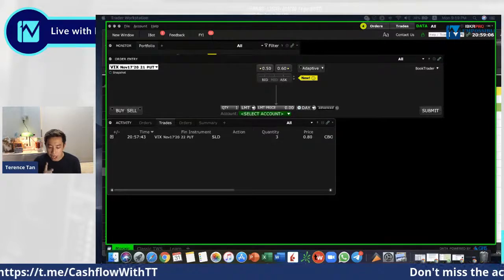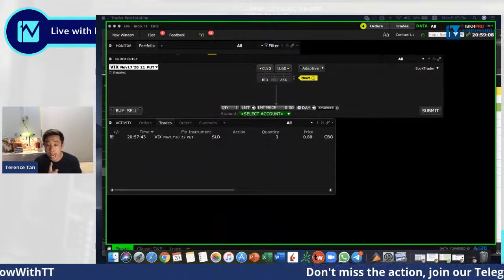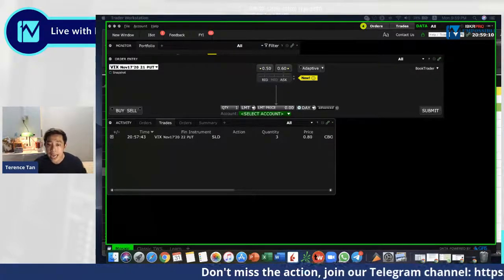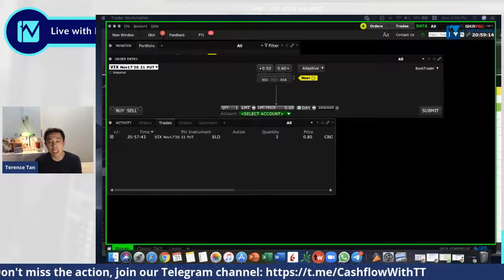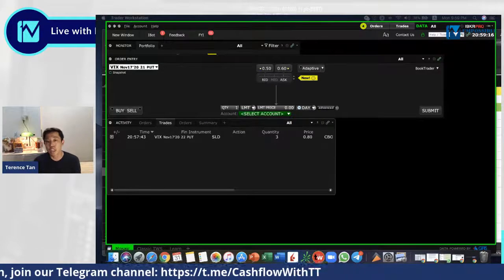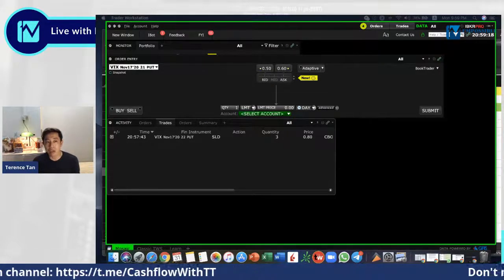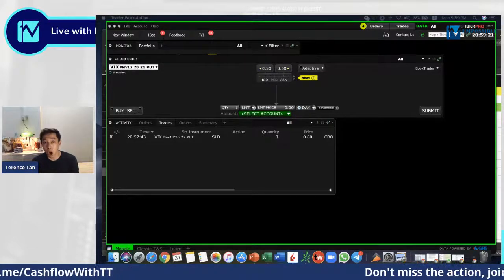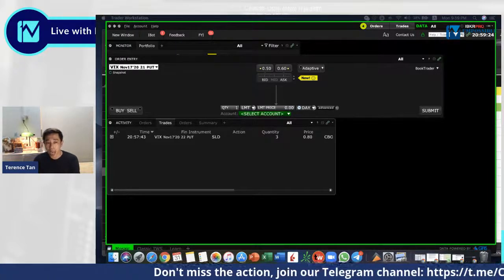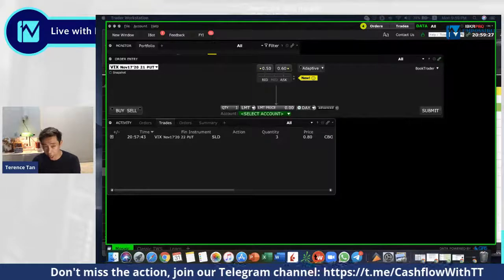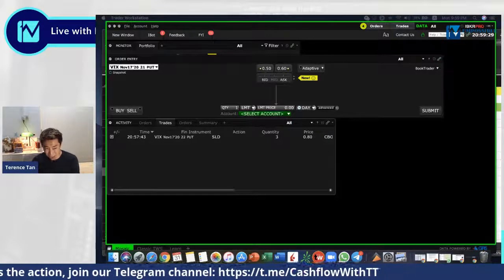Yes, it expires on Wednesday. But these are what we call AM settlements, which means the last time you can trade these options is actually the day before, on Tuesday. So the moment the market closes on Tuesday, these options are no longer tradable. But the settlement price for these options is taken on the Wednesday opening. That's why you see an AM in brackets over there.